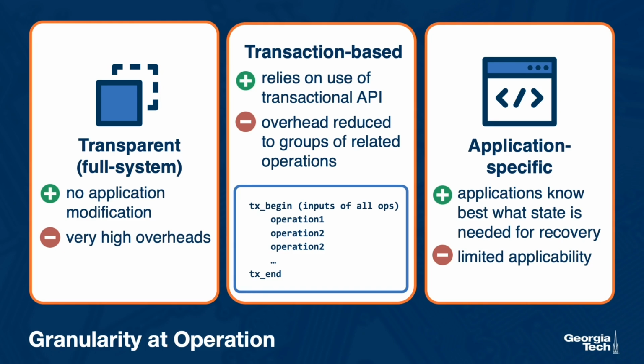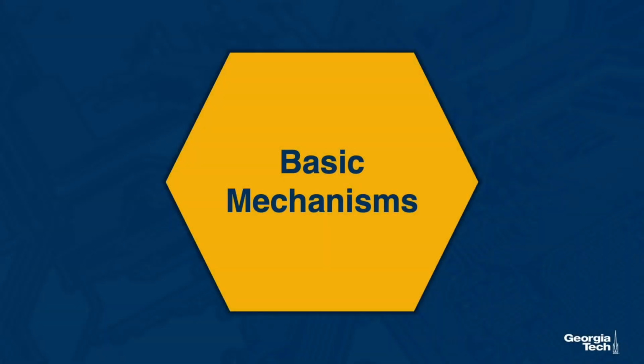In the rest of this lesson, we will talk about transparent methods, which operate on individual read-write or message send-receive operations, but you can easily substitute whenever we refer to the term operation and think about the term transaction or think about an application-initiated checkpoint, and then the rest of the discussion will apply to these other contexts as well. Let's talk now about the basic mechanisms.